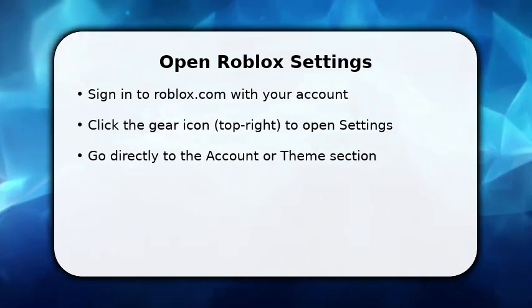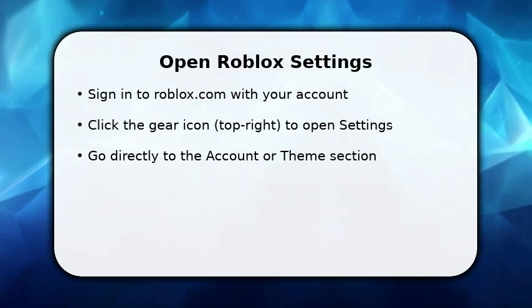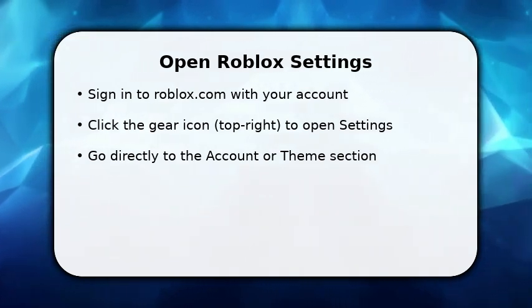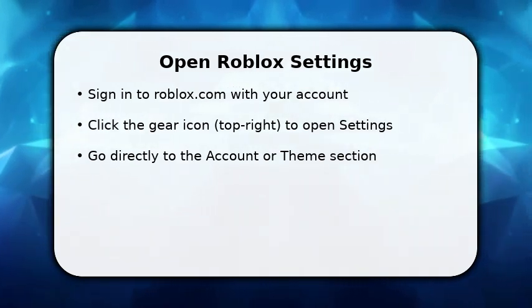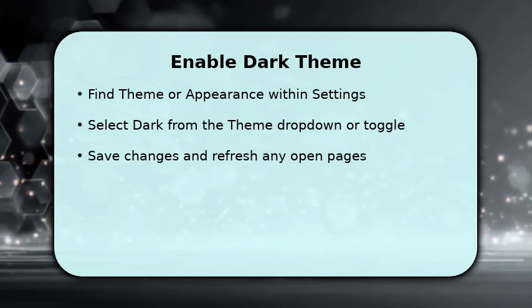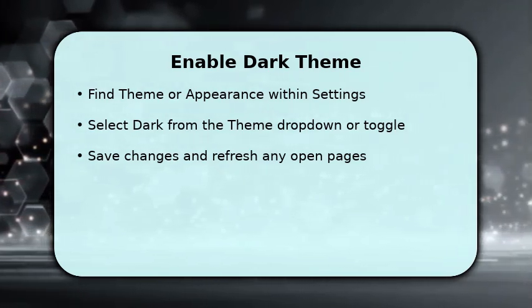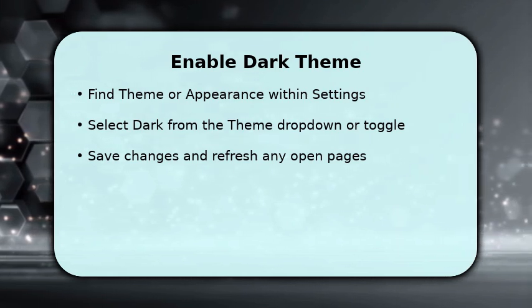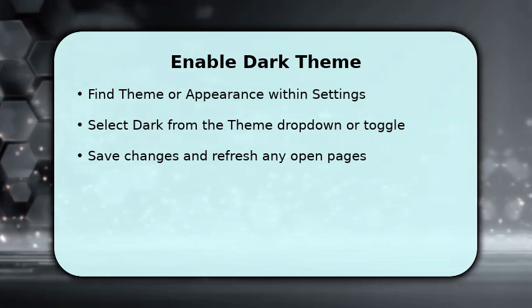If settings looks different, refresh and verify you're fully signed in, then proceed to the theme controls visible in your account options. Once in theme or appearance, choose dark from the drop-down or flip the dark toggle. This tells Roblox to render UI elements in dark colors.